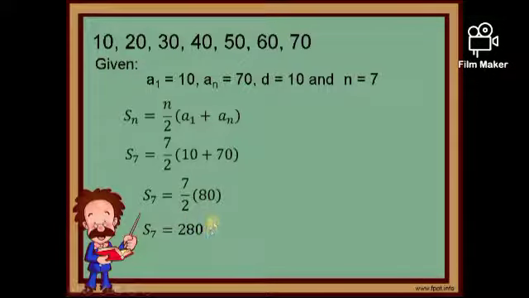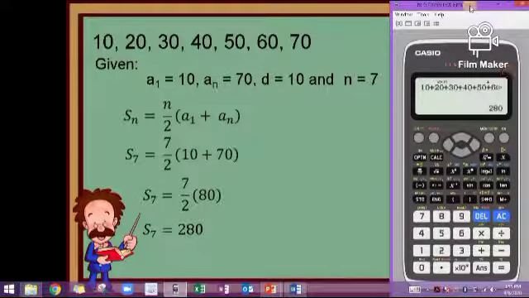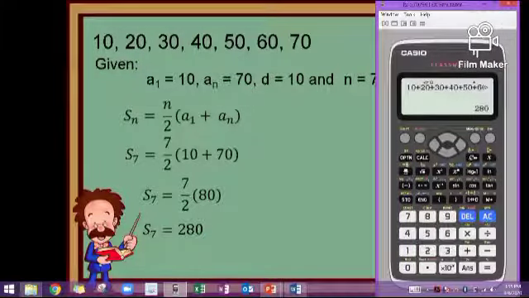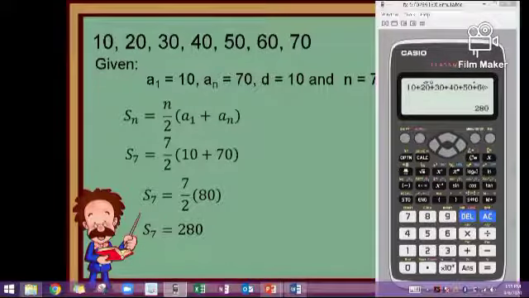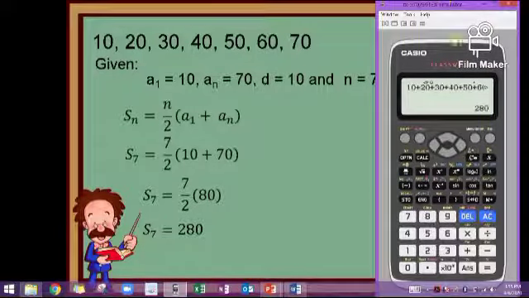Now, to double check our answer, as always, we need to use our calculator. That's why we have a calculator. So let's see. Let us check this formula if this is also equal to 280. This is just a double check. So 7 divided by 2. Then we have a parenthesis here. We have 10 plus 70. Okay, and then hit equal sign. Make sure that we got 280. So we are correct. So let's proceed.